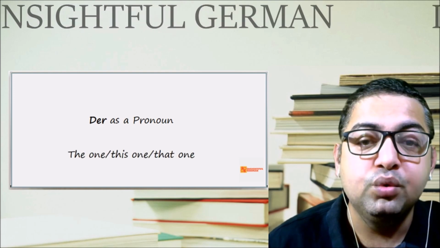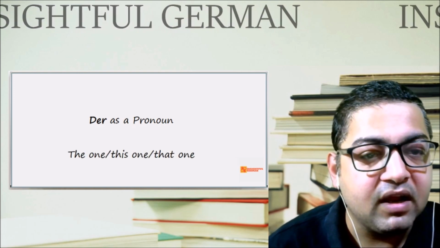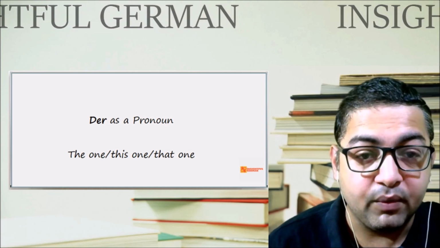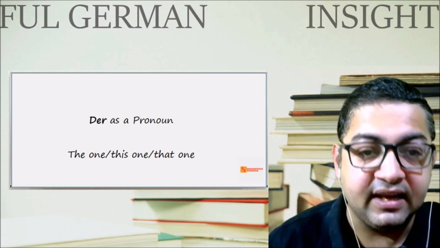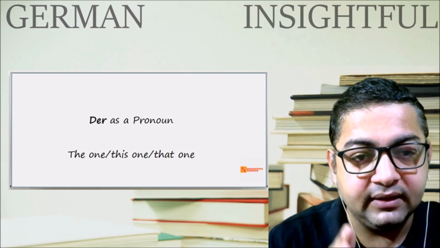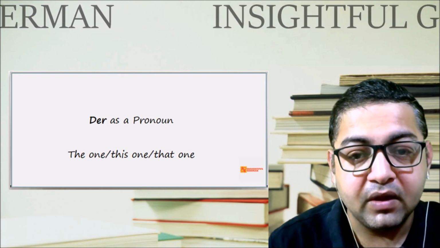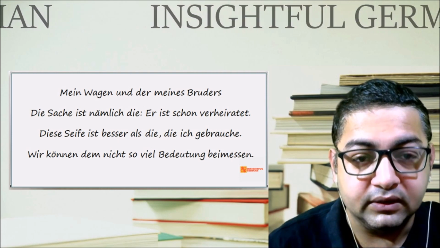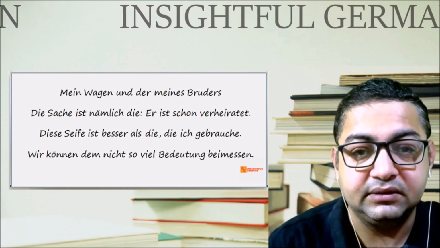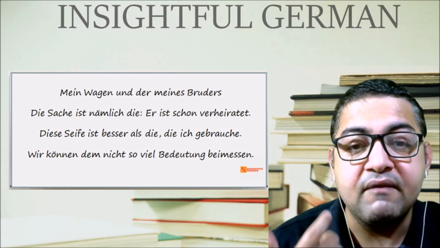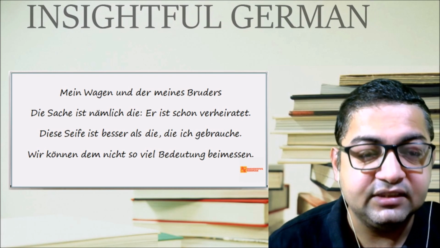When it is being used as a pronoun, der cannot be confused with the definite article, as there is no noun following, and it is used freely in writing. It often corresponds to English the one, this one, or that one. Example here: mein Wagen und der meines Bruders, my car and my brother's. Die Sache ist nämlich die, er ist schon verheiratet. It's like this: he is already married.